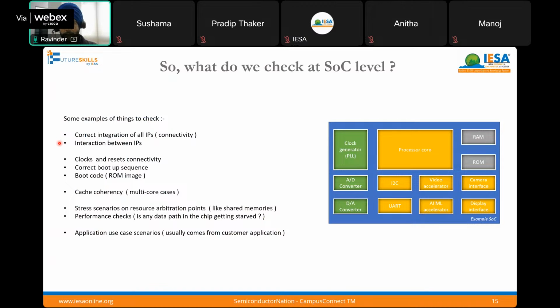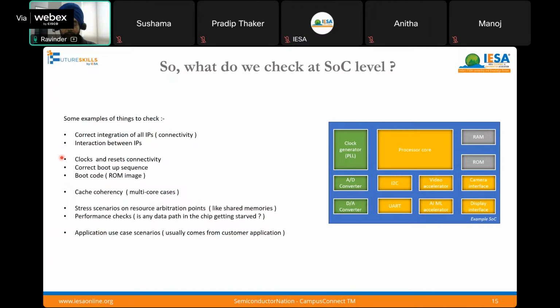Interaction between the IPs. So IPs and IP level test benches may be working fine. Everything is working fine. But when you try to put two or more IPs together and there is interaction or communication between the IPs, one has to make sure that that also works. Because sometimes, if IPs are developed in isolation, then there could be some assumptions of communication that have to be verified. So interaction between the IPs has to be verified.